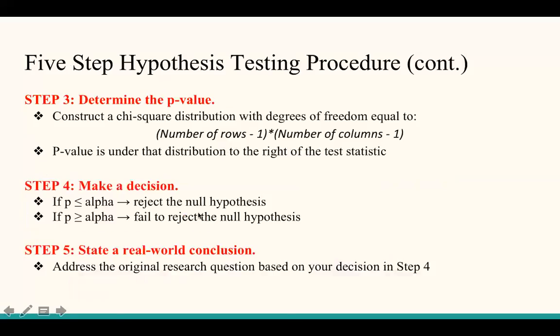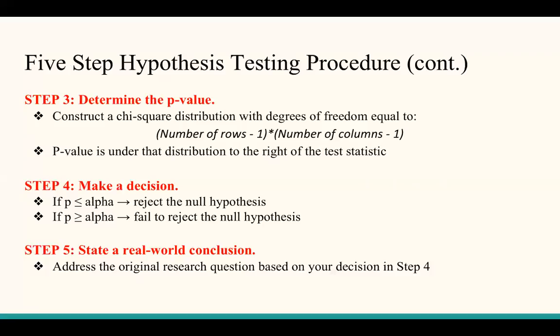So step 3, you're going to determine your p-value again. Here, with the independent testing, you're going to have a different degrees of freedom, so you're going to be using the same chi-square distribution, but here there will be a different degrees of freedom. Your degrees of freedom will use the table that you're provided, so you will calculate the number of rows in your table and then subtract 1, and then multiply that by the number of columns minus 1 as well, and then that will be your degrees of freedom.